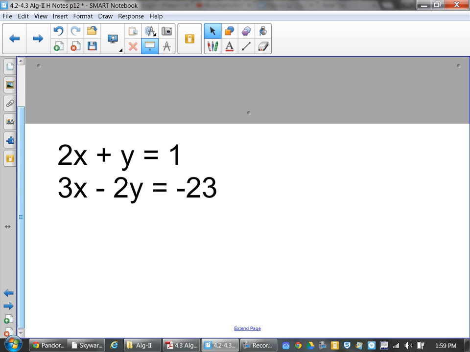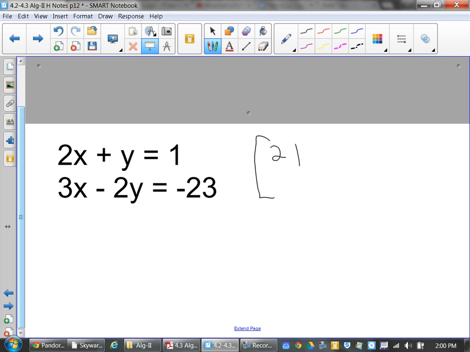We're going to take this system of equations, 2x plus y is 1, and 3x minus 2y is negative 23. I'm going to create what's called a coefficient matrix. The coefficient matrix is going to be the coefficients of the x and y. I'm going to keep the x's in the same column and the y's in the same column. So the coefficient matrix would be 2, 1, 3, negative 2. Everybody all right with that? Just plucking the coefficients out. Hence, coefficient matrix.